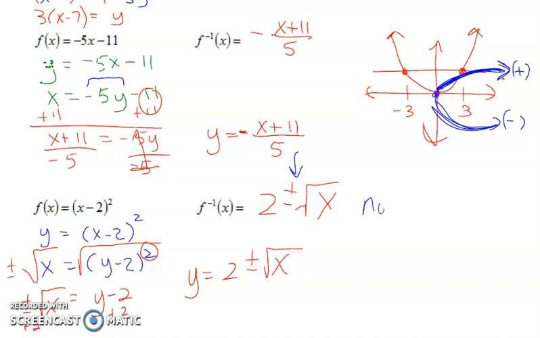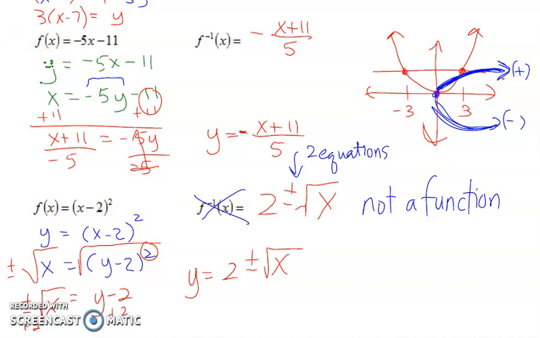This is not a function, because it requires 2 equations to actually make the inverse. 2 plus the square root of x and 2 minus the square root of x. So again, keep in mind, not all functions have inverses. And this is one of those examples.